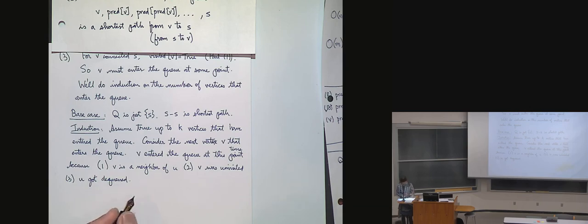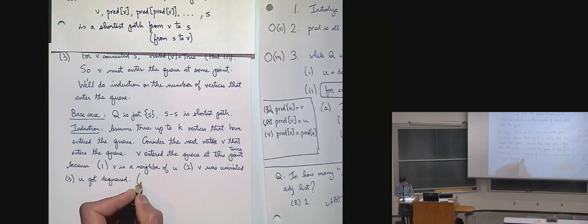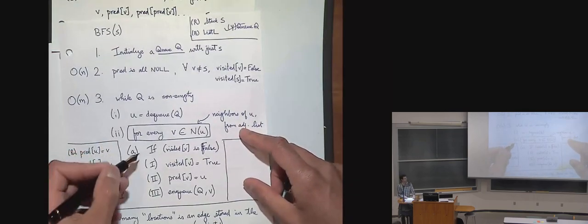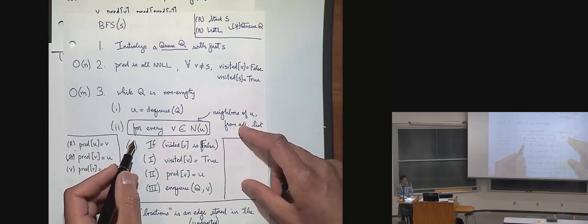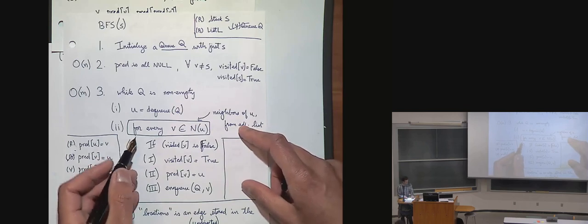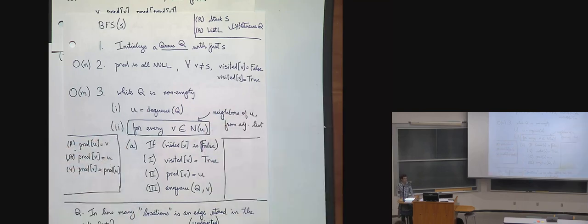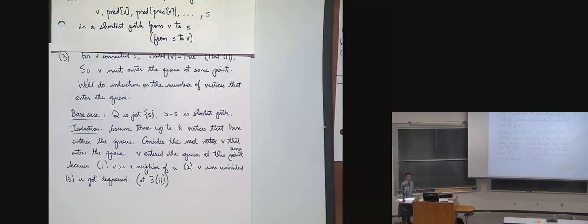And I'll say, if you really want to be precise, this is all happening at step 3.2. Right? Like right at this point, why is V going to enter the queue? Well, at this point, V is not visited. V is a neighbor of U, and U got DQ'd. Like we're saying, at that point, this is what happened. So does this make sense at this point? Okay.